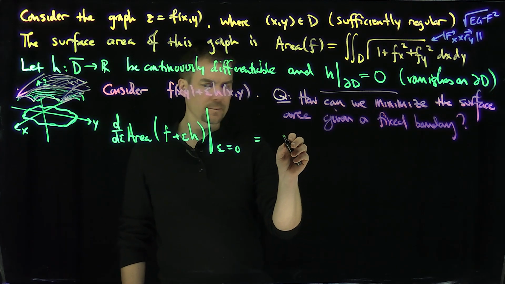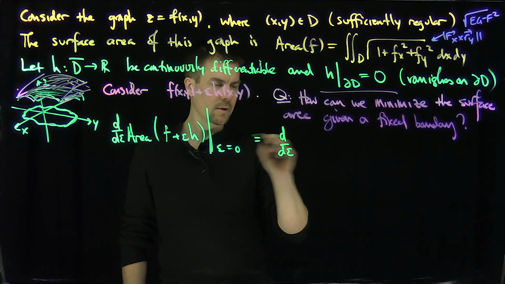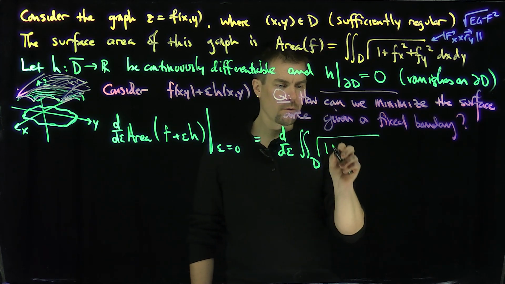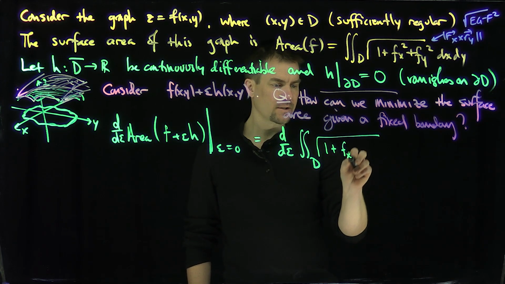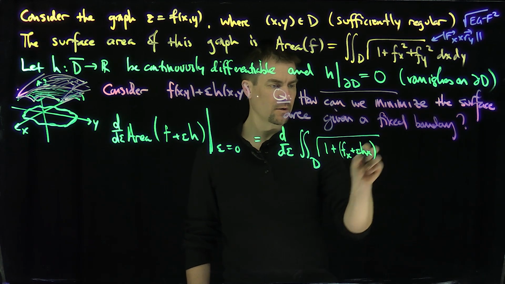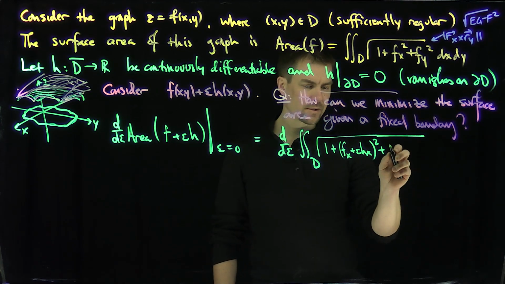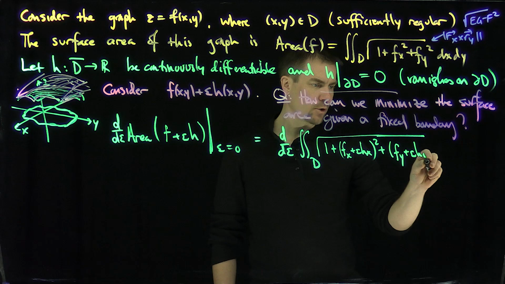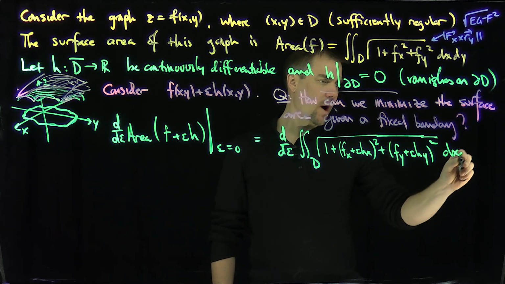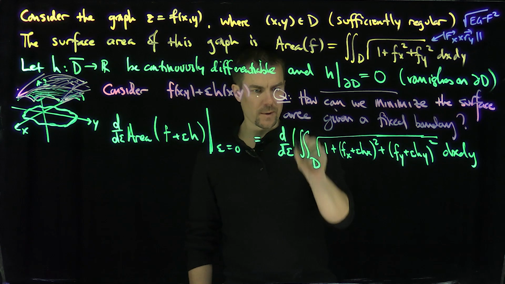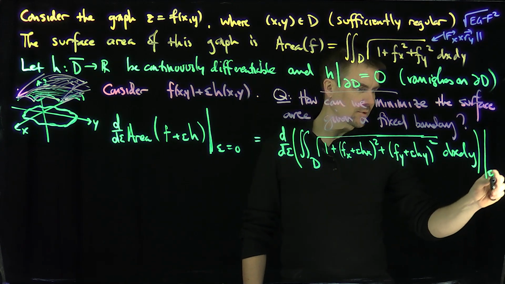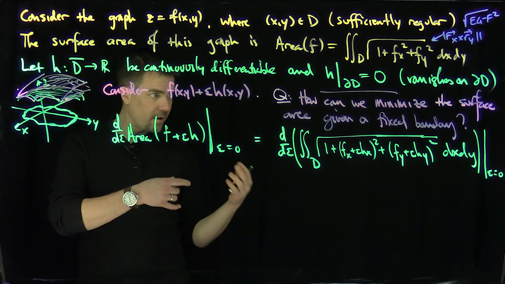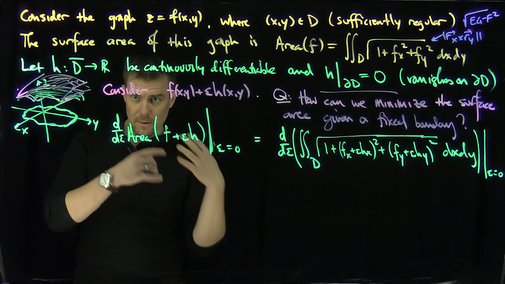It's going to be d by d epsilon, double integral over D, the function stays the same, square root of 1 plus (fx plus epsilon hx) squared, and then plus (fy plus epsilon hy) squared, dx dy. And we're going to do this derivative with respect to epsilon, and evaluate at epsilon equal 0. If we can do this, that will give me a criterion on f under which we're going to have a minimum of the surface area.